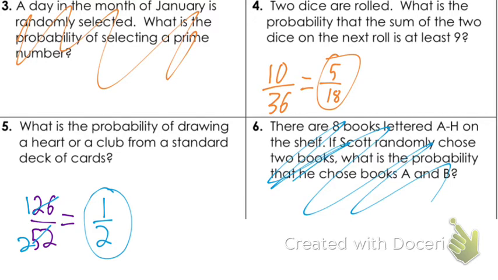I know. All right. So, 2 dice are rolled. This is the problem we had earlier, right? We said, what was the probability that the sum was at least 9? We said 5 out of 18. So what's the probability that it's not at least 9, that it's less than 9? Well, you take 1 and subtract your 5 over 18.